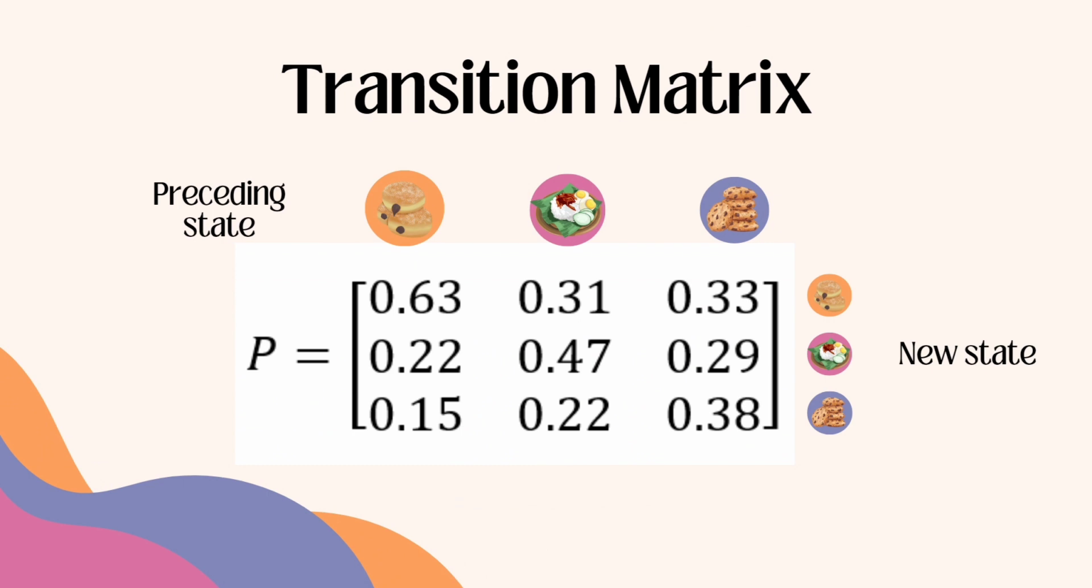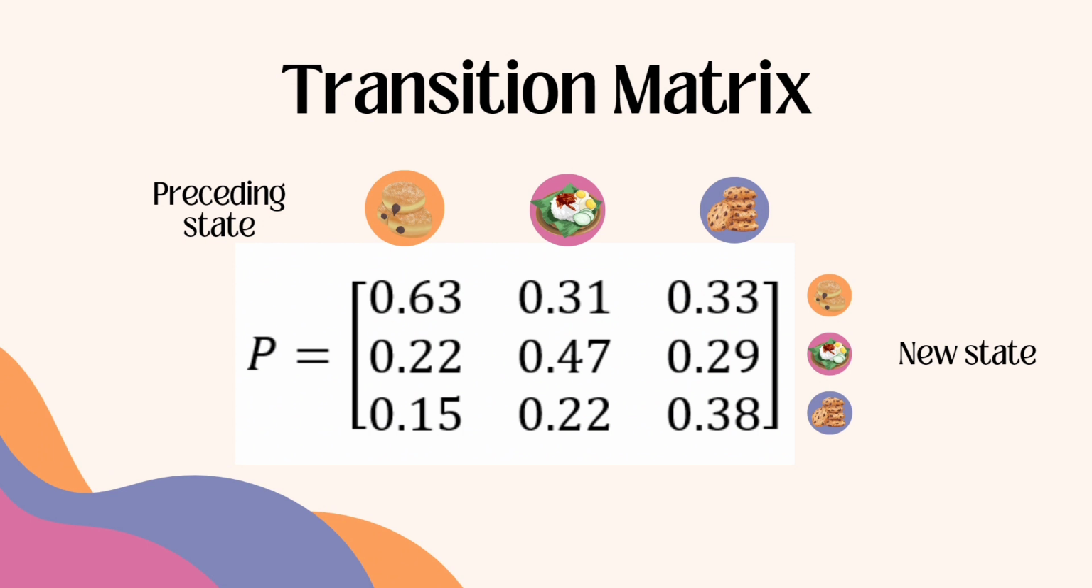Let the top be the preceding state, or in our case, the food that the customer bought on the previous day, and the right side going to be our new state, in our case, the food that our customer is going to buy today. Like how we see here, if a customer bought a bomboloni on the previous day, the probability of them buying a bomboloni again on the next day is going to be 0.63.